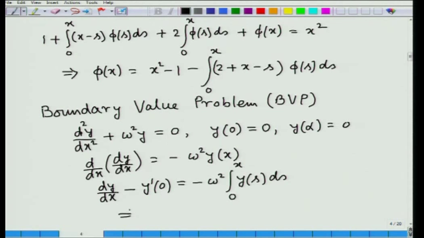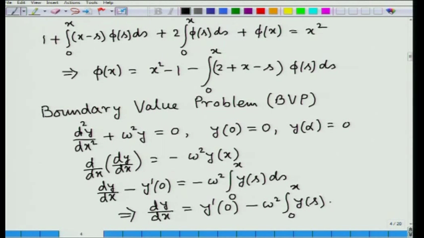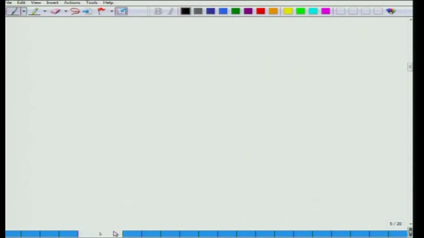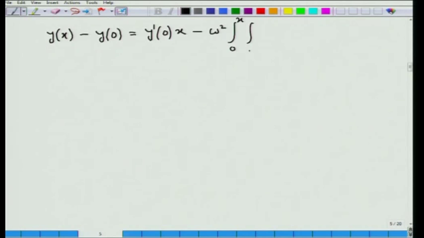So, from here we can write dy/dx equal to y dot 0 minus omega square integral 0 to x y(s) ds. If we again integrate the previous expression, then we can find y(x) minus y(0) equal to y dot 0 multiplied by x minus omega square integral 0 to x integral 0 to t y(s) ds dt.